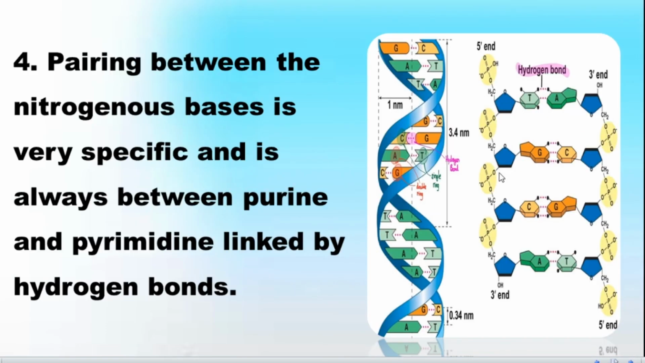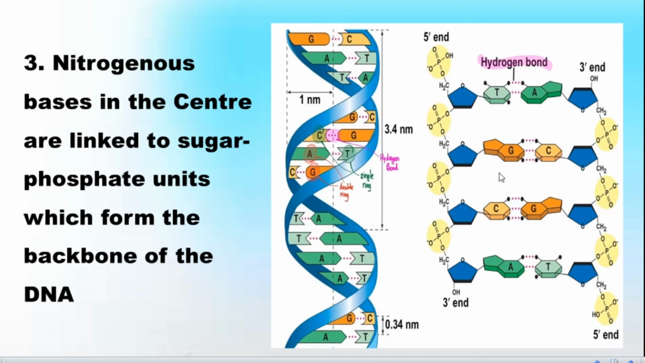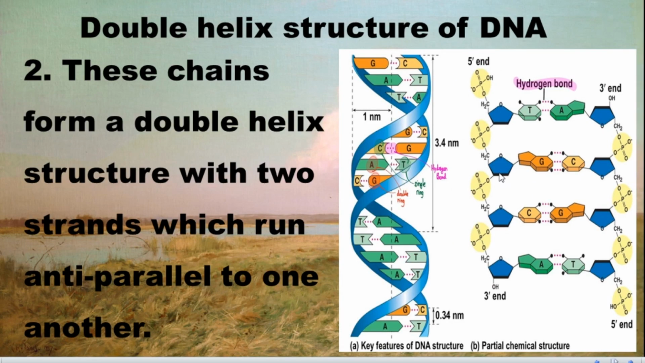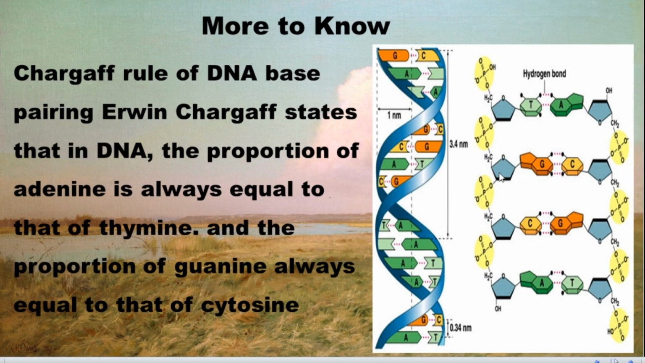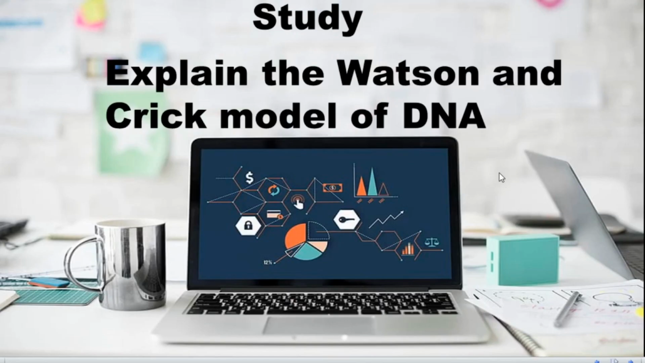And purines always pair with pyrimidines. What are the purines? What are the pyrimidines? Two more questions may be asked. So here, nitrogenous bases in the center are linked to the sugar phosphate unit which forms the backbone of dash, meaning DNA. So these are the questions that may be asked here, two more questions and one more question. If you are asked here for 7 marks, you have to explain all the points with the diagram.